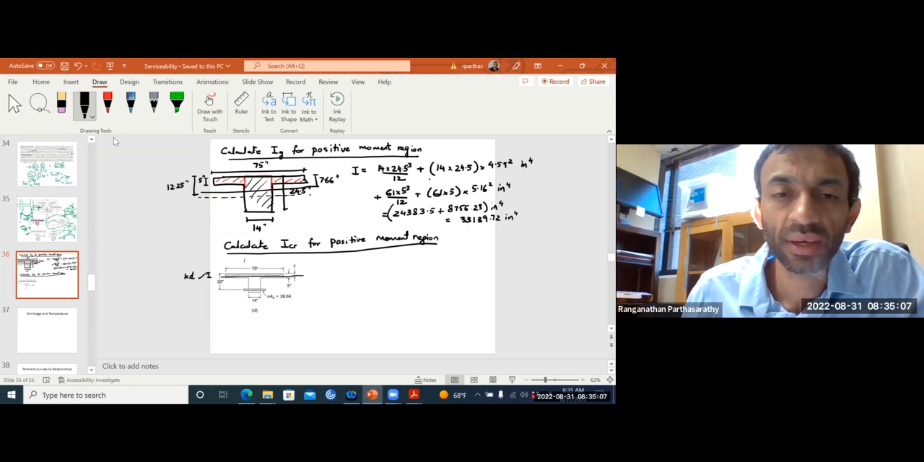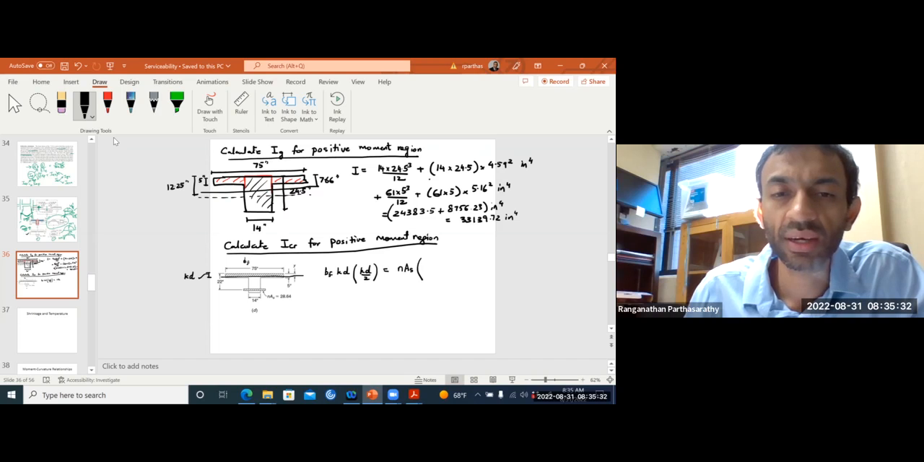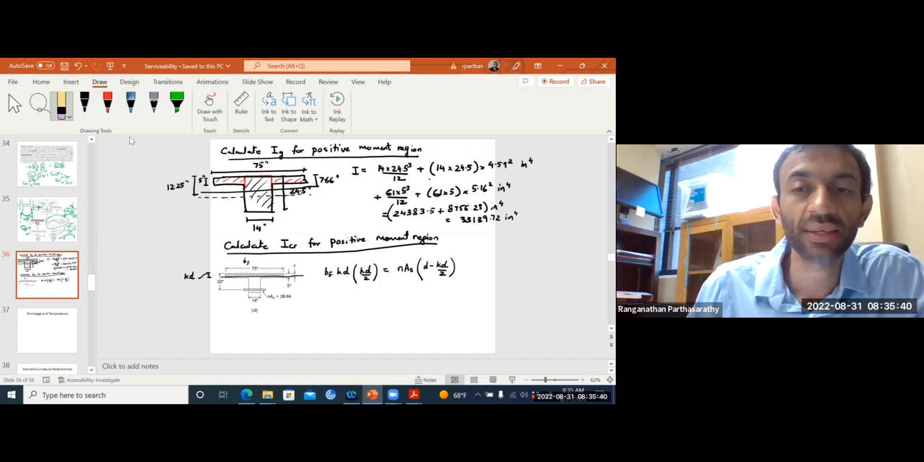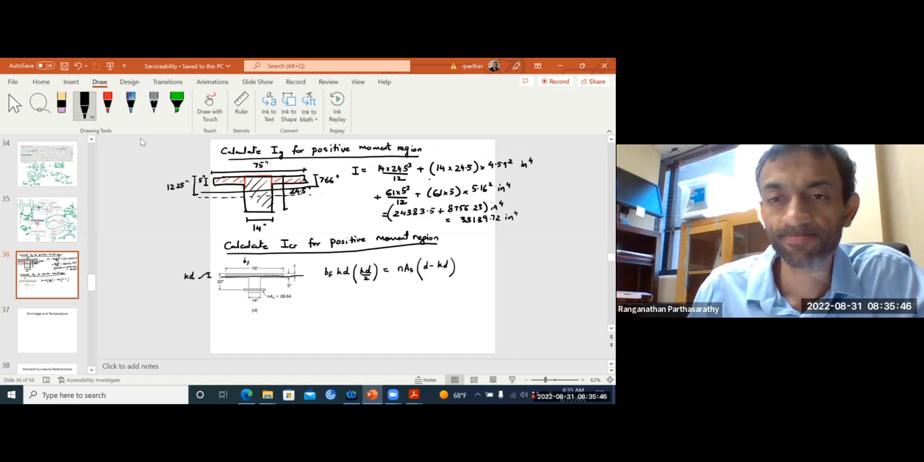Now this is your BF. So you have BF times KD. That's your area, times your distance from the neutral axis. It's KD over 2, right? So this is equal to your transformed tension steel times D minus KD. I'm sorry, D minus KD, right?